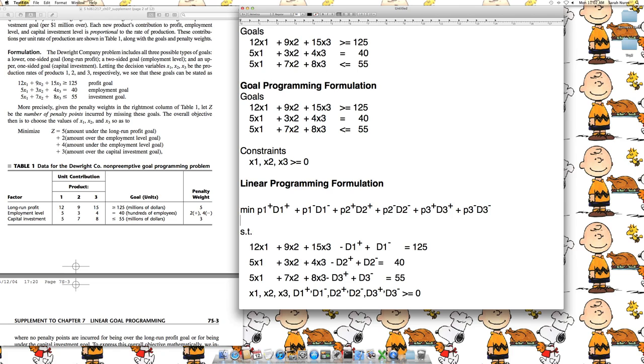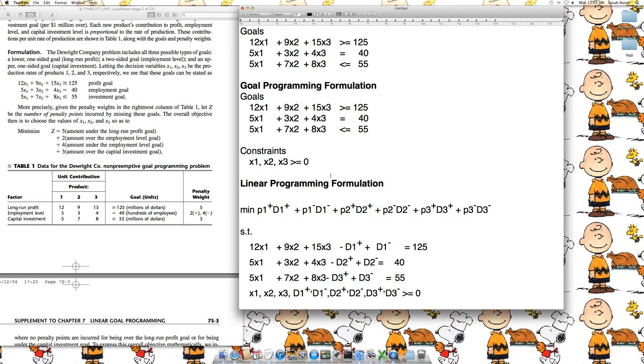If I deviate above some goal, does it really make me unhappy? Or do I care if I deviate above? Or does it only, if I deviate below, is the only thing I care about? And so we assign these penalties, which it could be 0 if we don't care about it. And we want to minimize the penalized deviation.